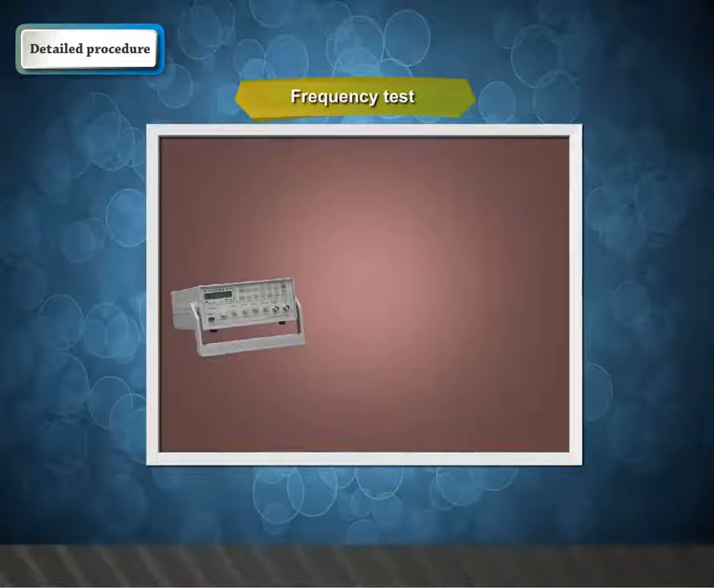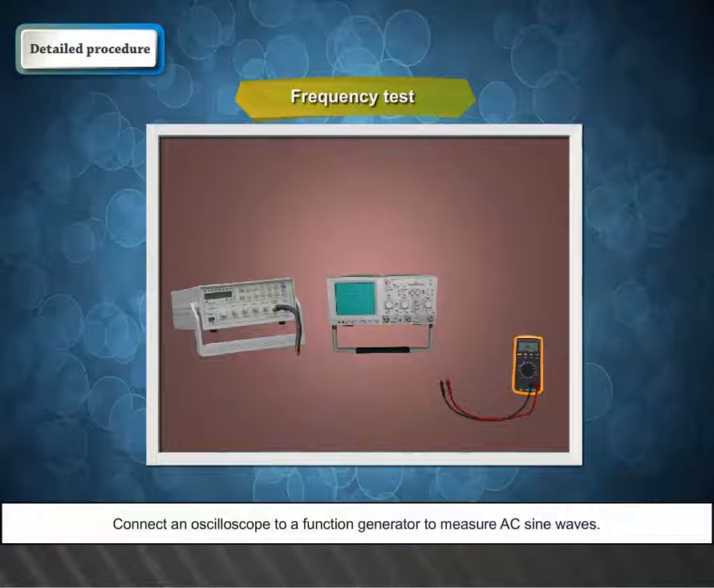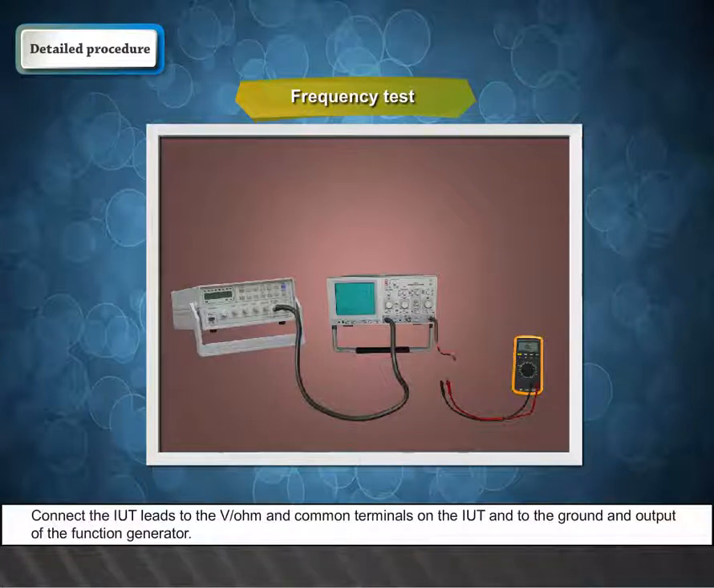Frequency test. Connect an oscilloscope to a function generator to measure AC sine waves. Connect the IUT leads to the volt per ohm and common terminals on the IUT and to the ground and output of the function generator.